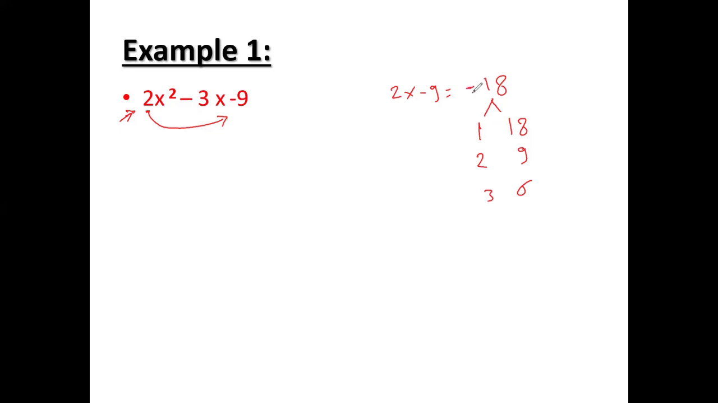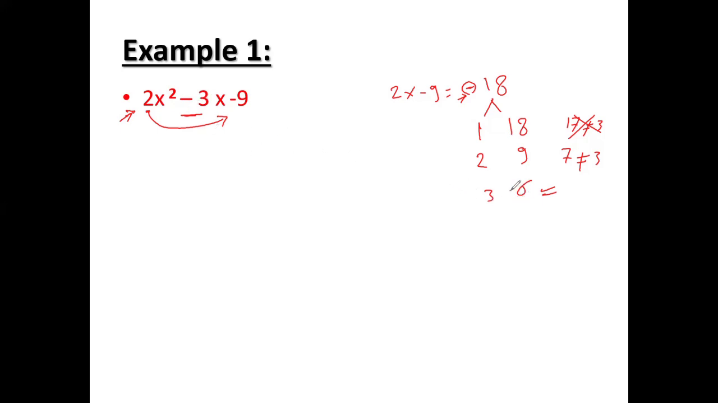We have negative 18. Negative means the difference between the two factors is equal to the middle term. So 18 minus 1 will give us 17, and this is not equal to 3 or negative 3, so that's of course wrong. 9 minus 2 is equal to 7, and 7 is also not equal to 3. But here we have 6 minus 3, and this is equal to 3. So these are the two factors. But which one is negative and which one is positive? The biggest number will take the sign of the middle term.